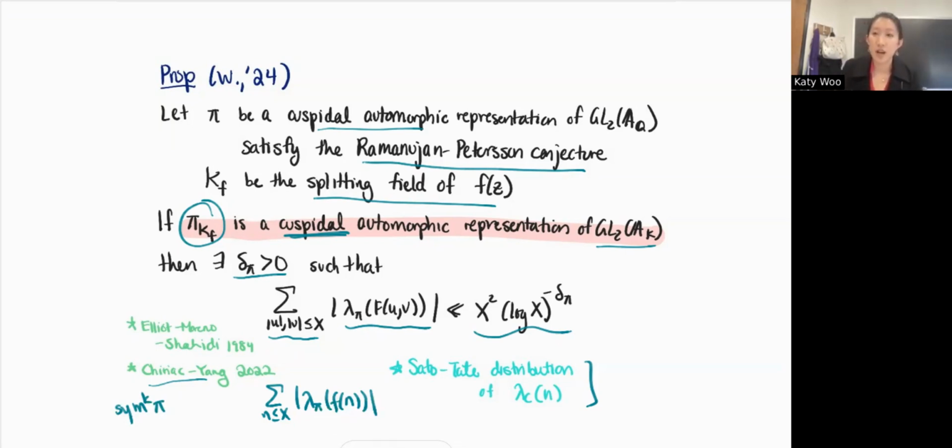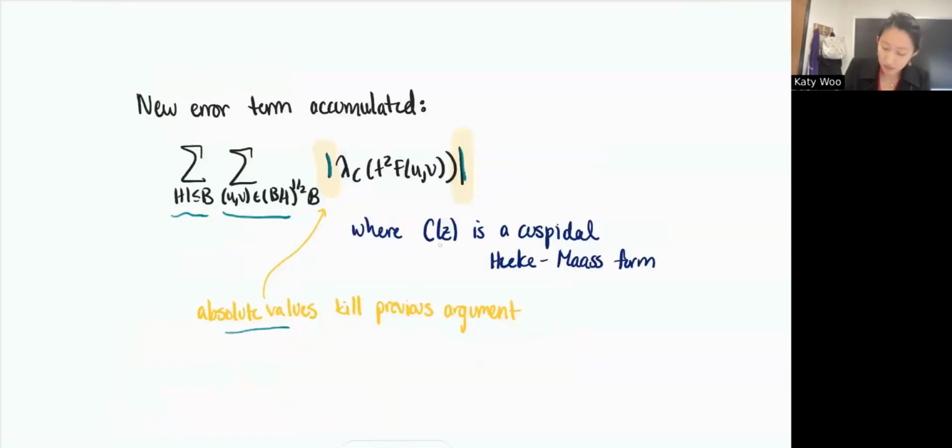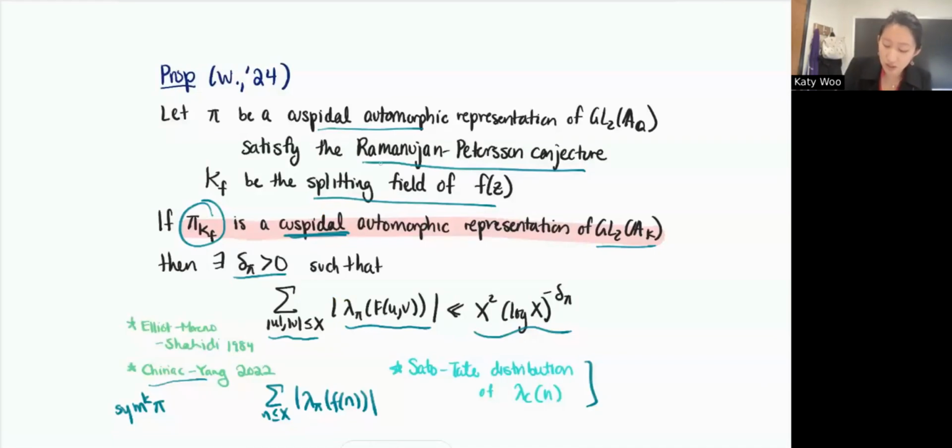Okay, so in our application, we have a cusp form that I said was a cuspidal Hecke-Maass form. And so you can separately show that it satisfies the Ramanujan-Petersson conjecture. And that's because this cusp form is really going to come from a combination of class group characters and this Grössencharakter. And so all of these things are unitary. And so actually these Fourier coefficients are going to be bounded by like 2.